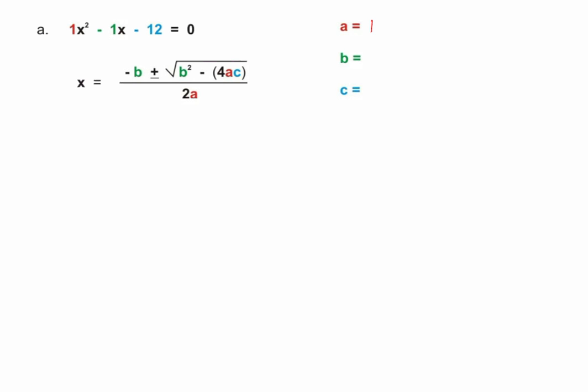What's the value of B? Say it if you know it. So I heard 1 and -1. Which is it? -1, right? We already learned keep the sign with the coefficient. -1. And then the C is a -12. All right, and from there, we'll just plug it in.